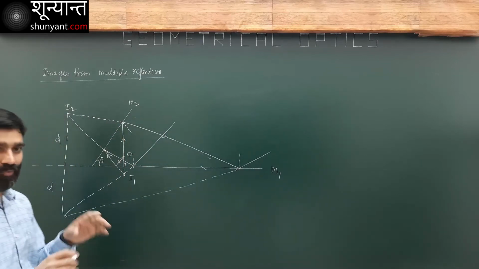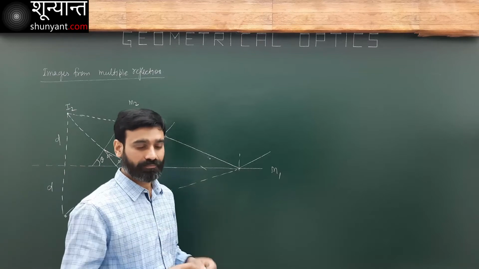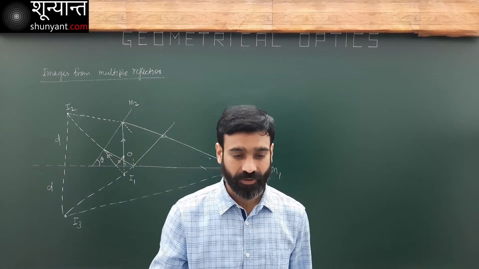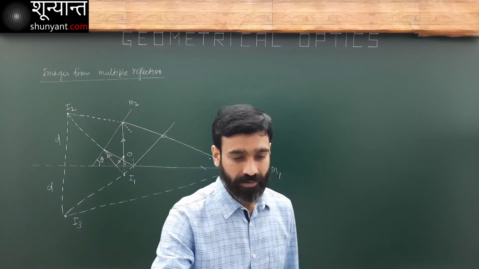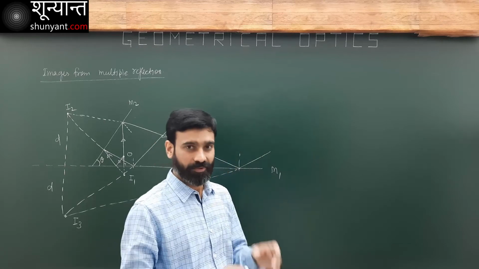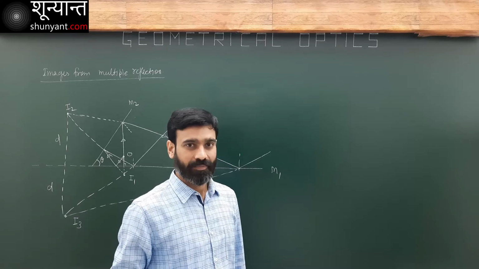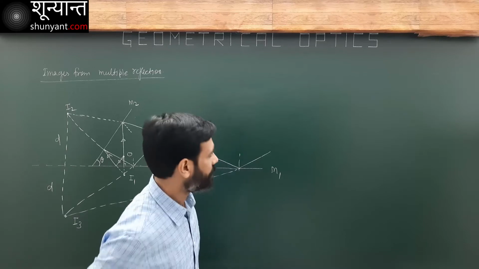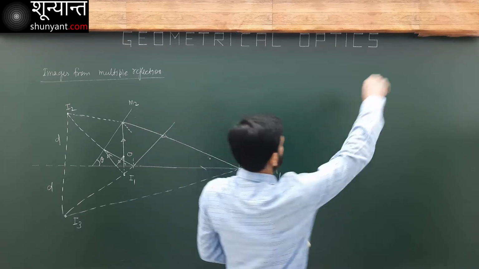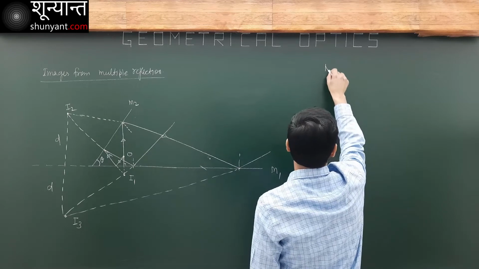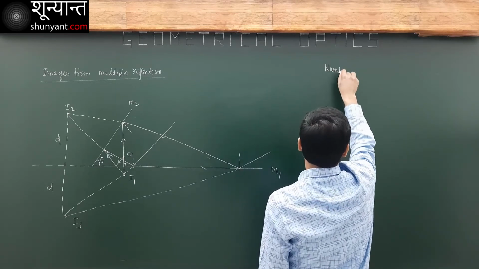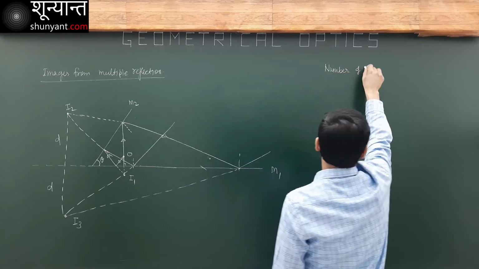Okay, so we have one general formula for that. Let me write that formula. You remember those formulas, and then if you get direct questions, you can apply the formula and get the answer. Now it's like this. Number of images.